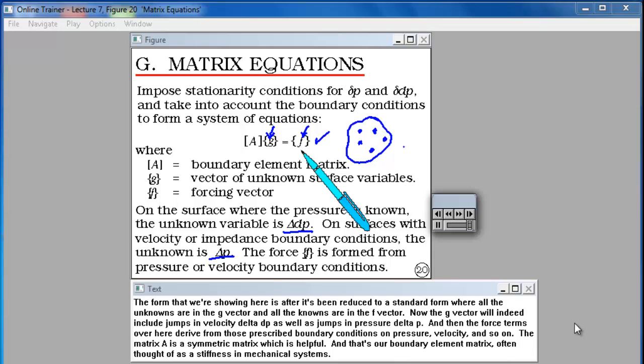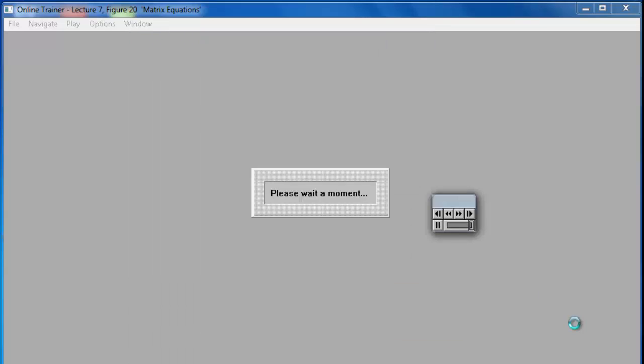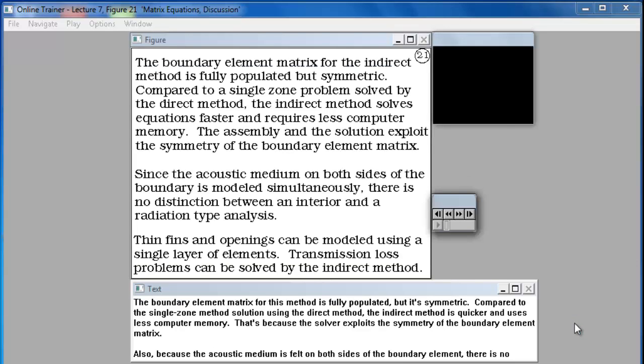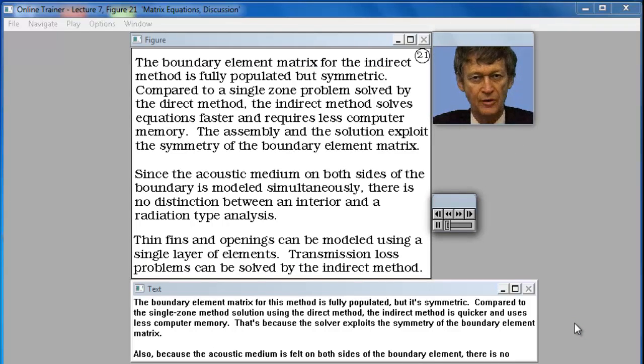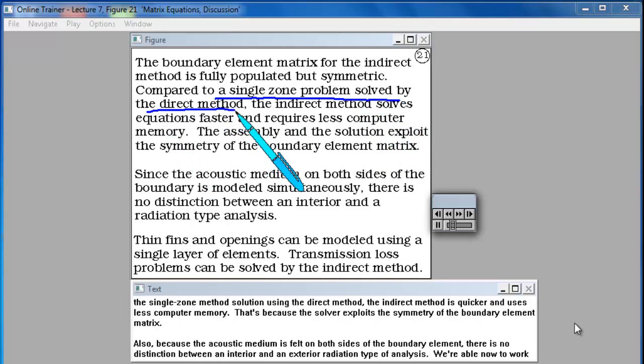The matrix A is a symmetric matrix, which is helpful, and that's our boundary element matrix, often thought of as a stiffness in mechanical systems. The boundary element matrix for this method is fully populated, but it's symmetric. Compared to the single zone solutions using the direct method, the indirect method is quicker and requires less computer memory. That's because the solver exploits the symmetry of the boundary element matrix.